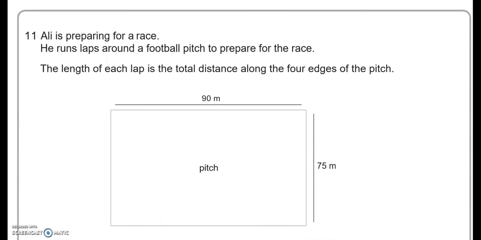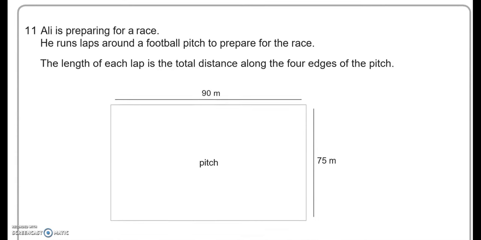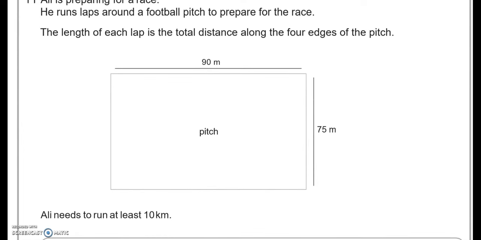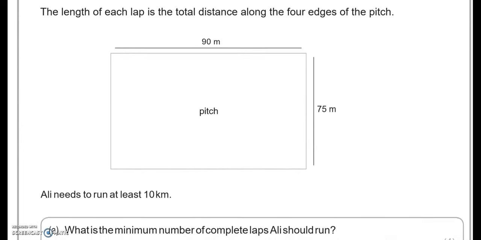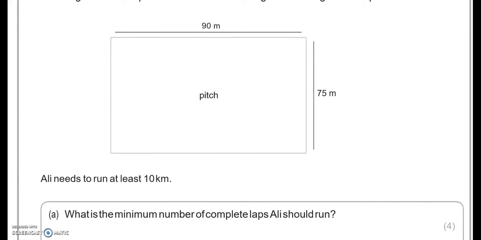Ali is preparing for a race. He runs laps around the football pitch to prepare for the race. The length of each lap is the total distance along the 4 edges of the pitch. Ali needs to run at least 10 kilometers. What's the minimum number of complete laps Ali should run?